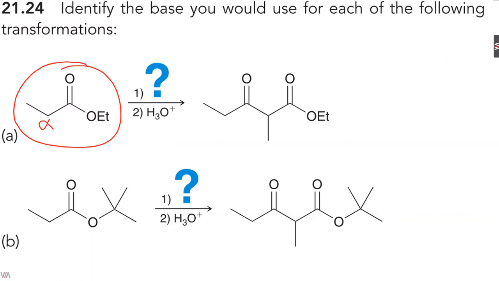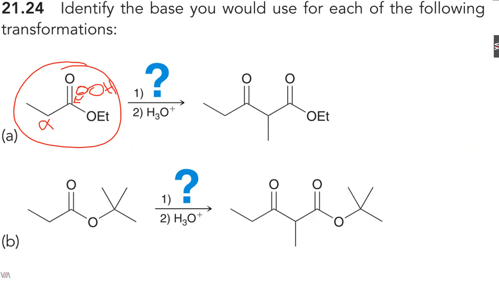But the problem is we don't want to use a base that's going to cause competing reactions, like a conversion of one ester to the carboxylic acid. If we just took this ester and exposed it to sodium hydroxide as a base, yeah, we deprotonate that alpha carbon a little bit, but you're also going to wind up with your hydroxide attacking that carbonyl carbon and converting it from the ester to the carboxylic acid form.